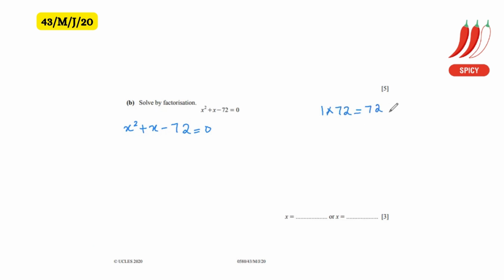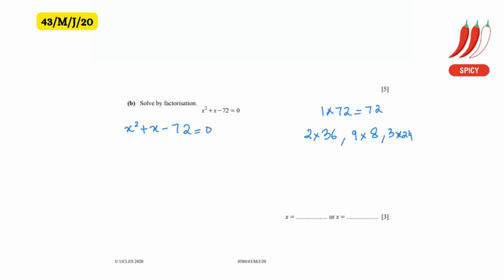Now, once we've done the multiplication, we find factors of the product from the previous step. So factors of 72, what are those? Apart from 72 times 1, we have 2 times 36. We have 9 times 8. And we have 3 times 24. So these are the factors of 72.